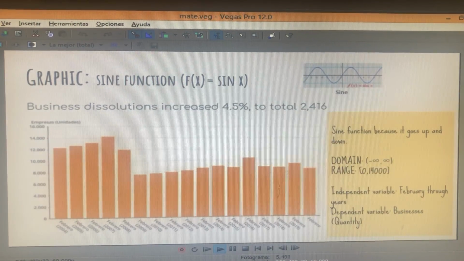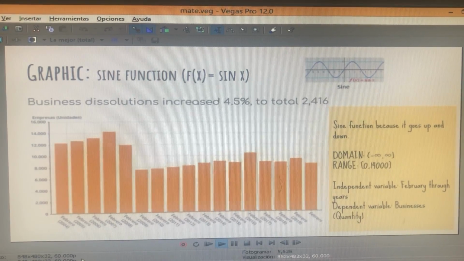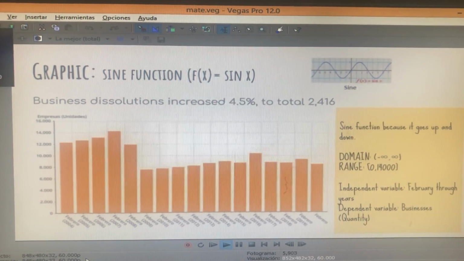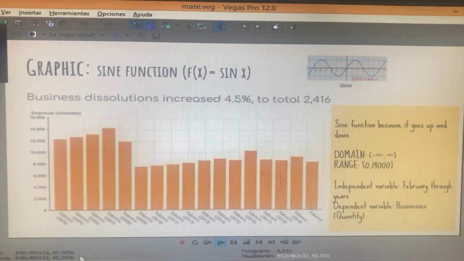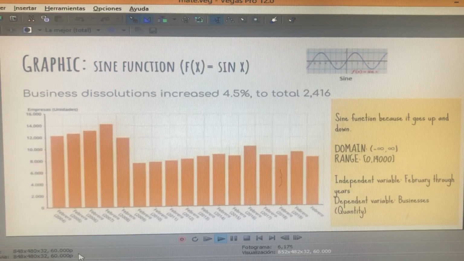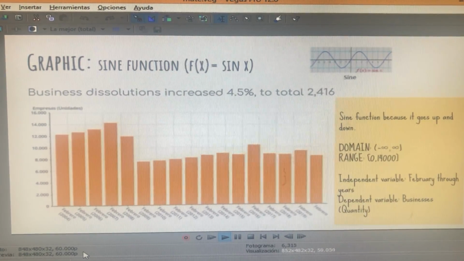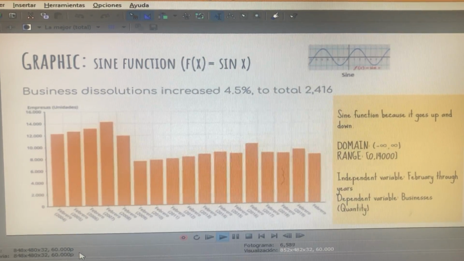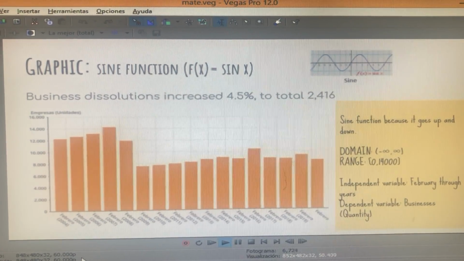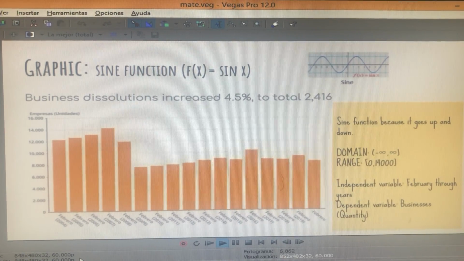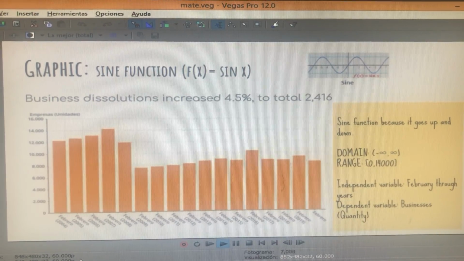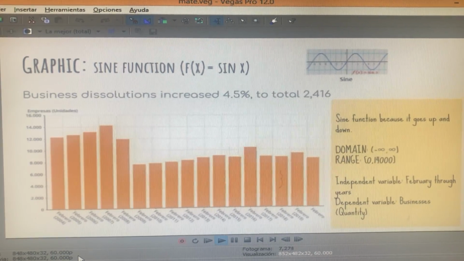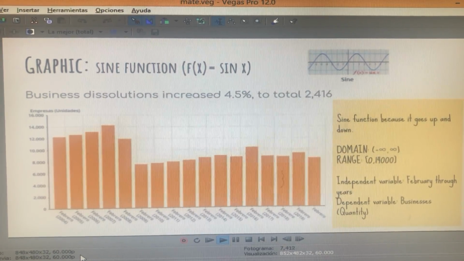Our first graphic is a sine function. It is about business solutions that increased 4.5% to total 2,416. Sine function because it goes up and down constantly. Its domain is minus infinite to infinite. Its range is from 0 to 14,000. Independent variable is February through years. Dependent variable is business quantity.